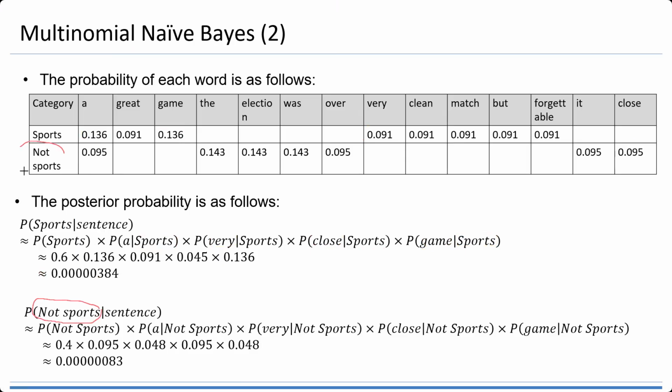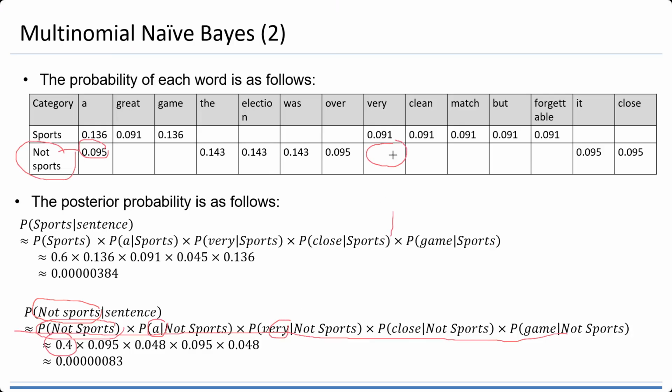You can also check the same way. So we can do it with the multiplication. The probability of not sports is 0.4. And then we want to know the probability of a in the category not sports, and the probability of very in the category of not sports.